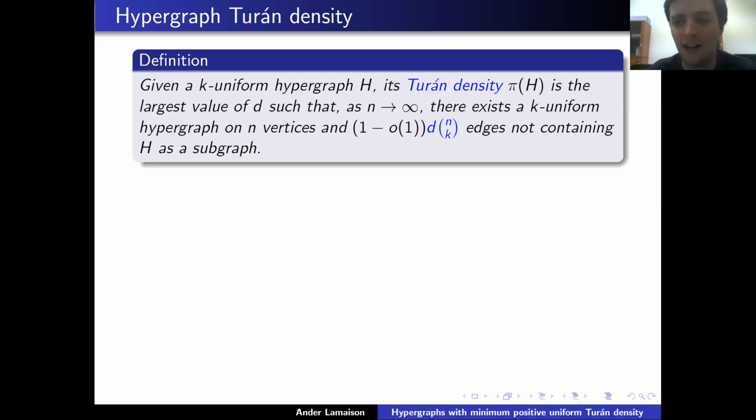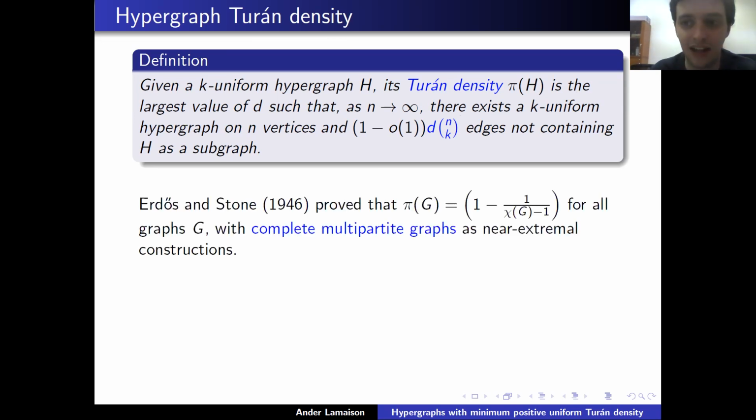So this is usually phrased as: for a fixed number of vertices n, you take the extremal number, the maximum number of edges that you can take on n vertices without containing H. And here we are just dividing this by n choose k and taking the limit. And as I mentioned, this problem is relatively well known in the case of graphs. The solution is relatively well known.